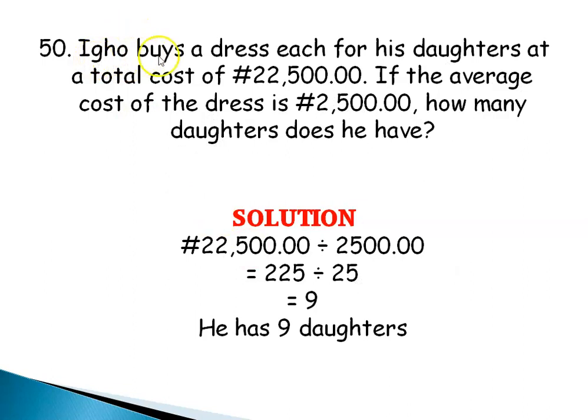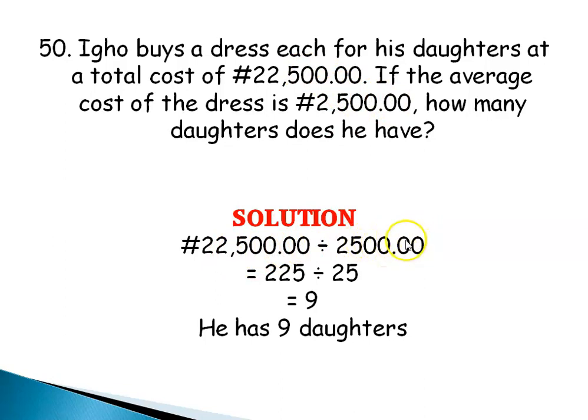Question 50. Ego buys a dress each for his daughters at a total of 22,500 naira. If the average cost of the dress is 2,500, how many daughters does he have? Ordinarily, when you want to calculate average, you say your total cost divided by the number of whatever you have is equal to that, isn't it? But in this case, we know the average, we know the total. What we need to know is the number of daughters, isn't it? So to know the number of daughters, you just say the total cost divided by the average cost. So 22,500 divided by 2,500.